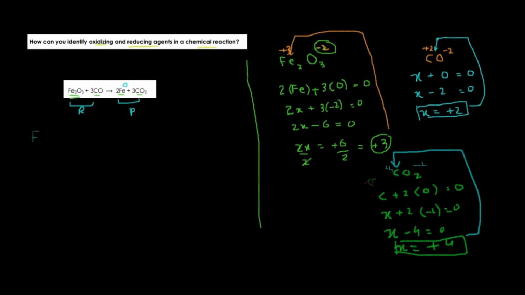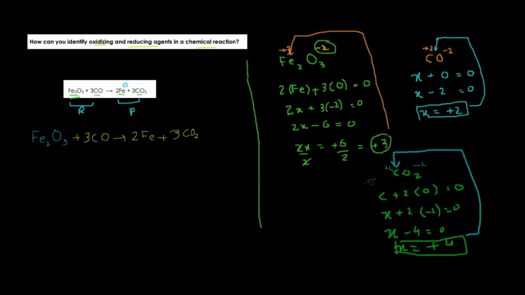Now we have Fe2O3. This is iron oxide. It is reacting with carbon monoxide, and it is giving you iron atom plus 3 moles of carbon dioxide.